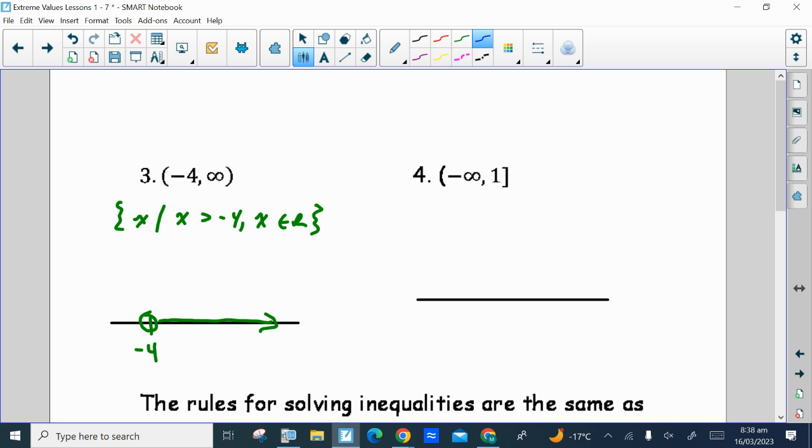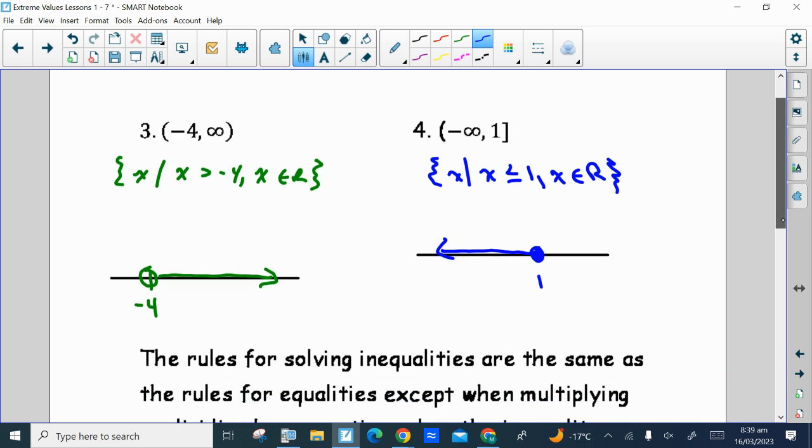Whereas for number 4, you're going from -infinity to 1. The 1 is included. So we say all values of x such that x is less than or equal to 1. And again, x is an element of real numbers. So less than or equal to 1 means it's included. That's our closed dot. And in this case, we have an arrow going off to the left forever.